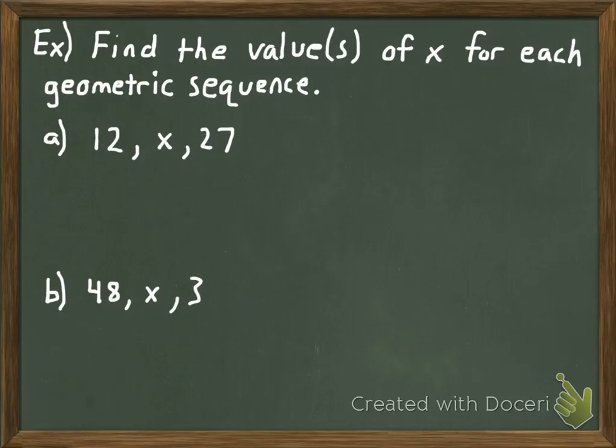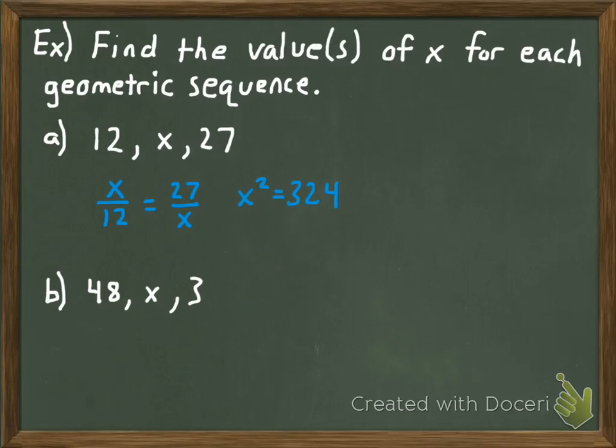I'm going to make a ratio out of the second term with the first term, and that's going to have to be equal to the ratio of the third term with the second term, just because of that common ratio thing. And so using that idea of the common ratio, we're going to be able to find out what that term in the middle is by solving this proportion. Alright, cross multiply, you're going to get x squared equals 324.